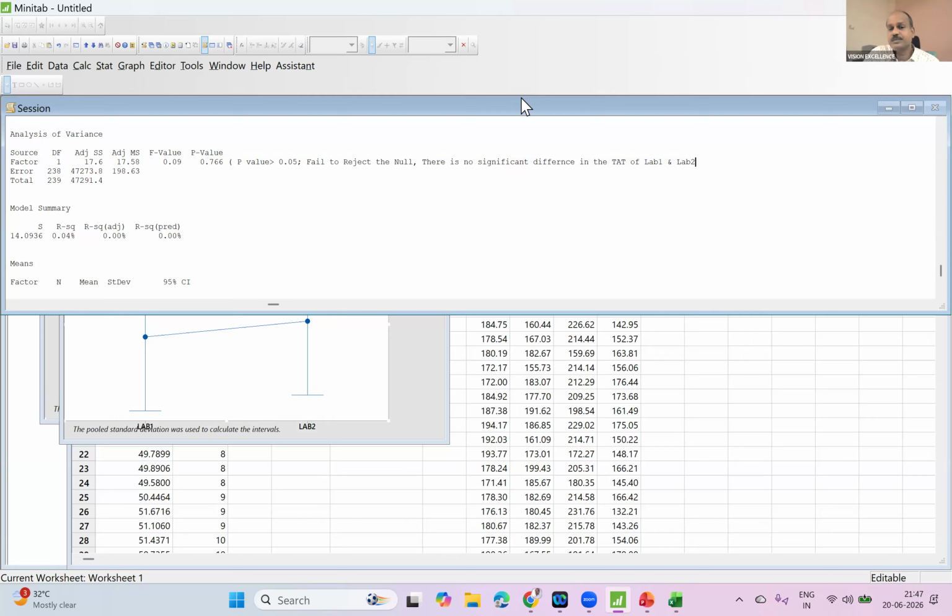Do you understand, all of you? Sir, can I say by the data 0.766 that 76.6% of the data comes in the common area of lab 1 and lab 2? Yes. When you visualize the lab 1 and lab 2 bell curves, there is an overlapping of 76%. So when there is an overlapping of 76%, that means the risk associated in reading the data is 76%. That much risk is not permissible.